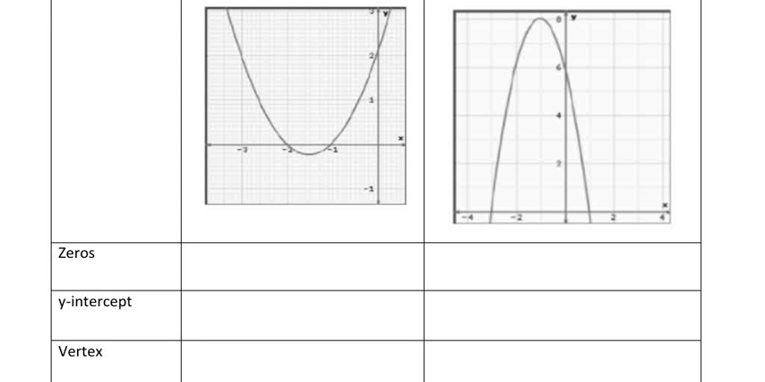Okay, so what are the zeros? Negative 2 and negative 1. What are the zeros as points? Negative 2, 0 and negative 1, 0. Good.